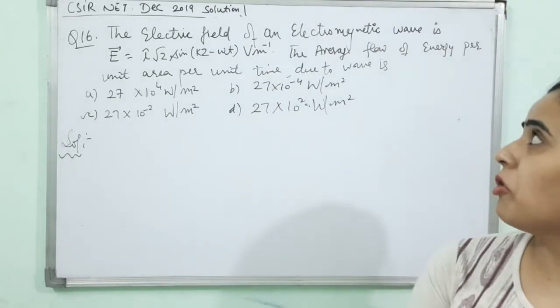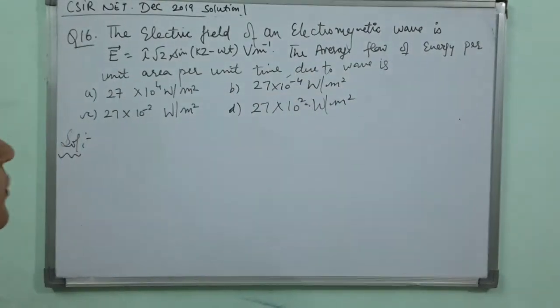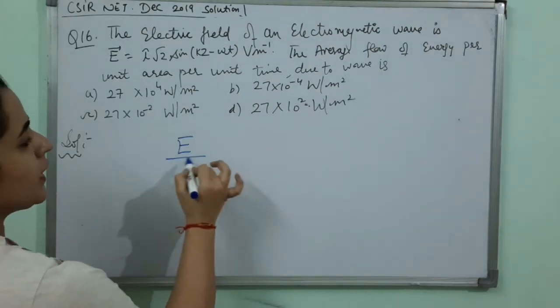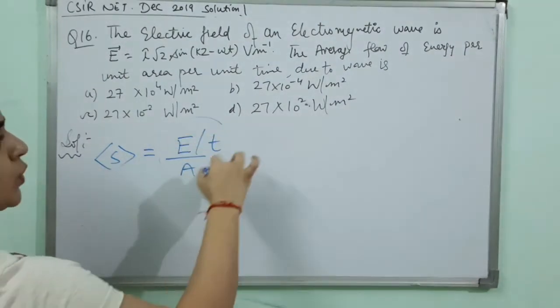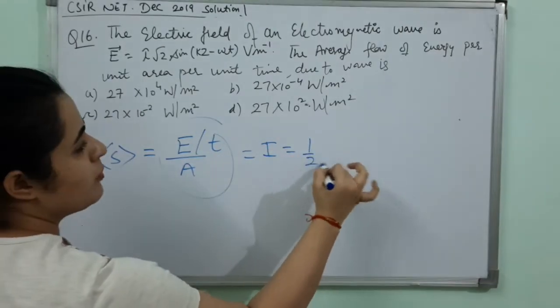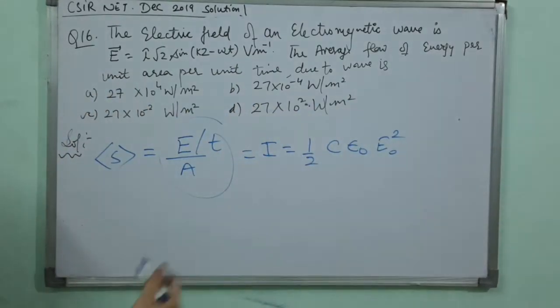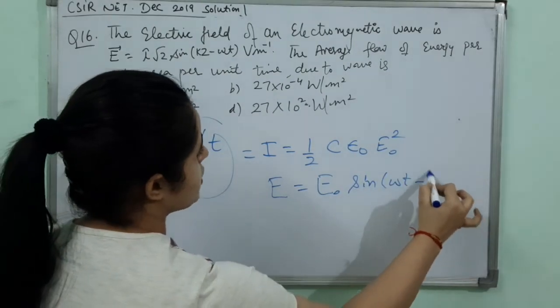The electric field of an electromagnetic wave is E equals i-cap root 2 sin(kz minus omega t) volt per meter. What is the average flow of energy per unit area per unit time? The average flow is the Poynting vector, and the formula will be I equals c epsilon naught E naught squared, by 2. Just remember that E is equal to E naught sin(omega t minus phi).